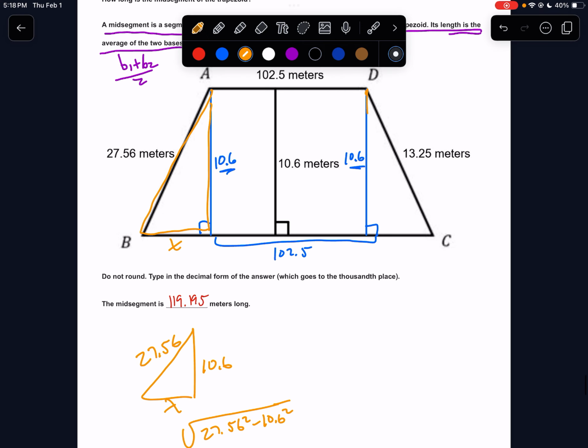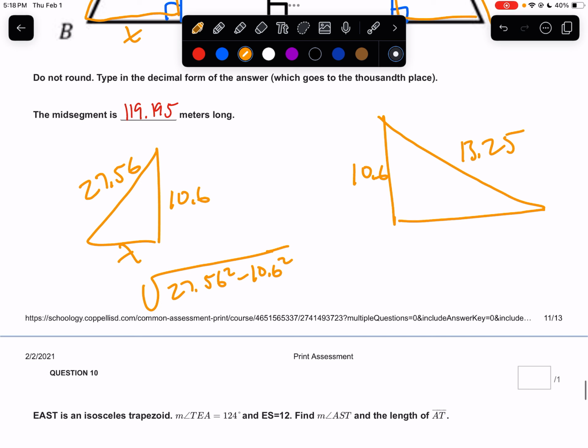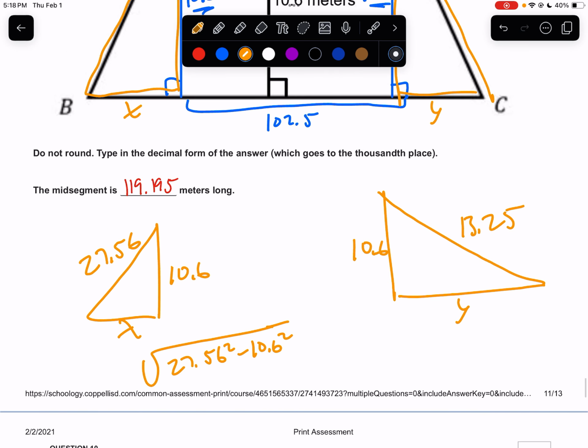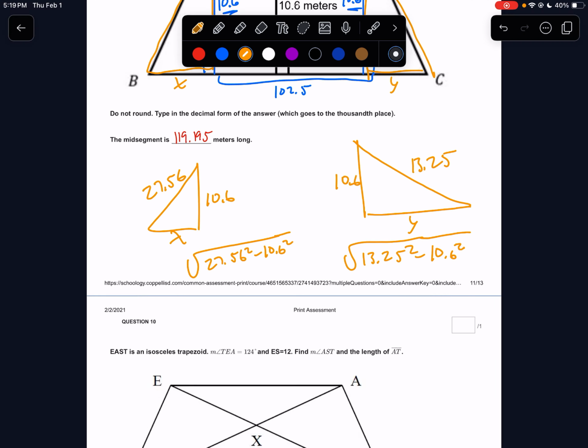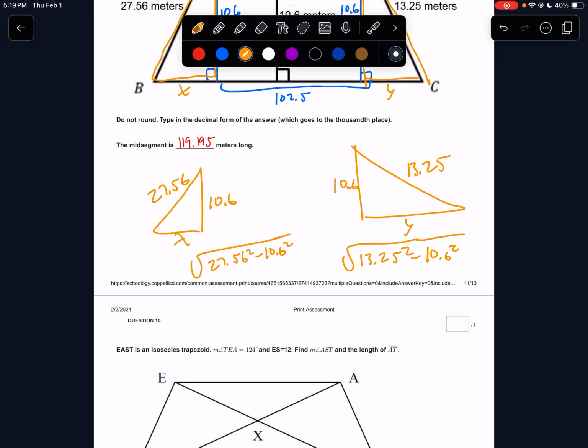Okay, over here we have another right triangle with 10.6, and this time the hypotenuse is 13.25. So call this little piece y. That's going to be the square root of 13.25 squared minus 10.6 squared. Okay. So if I add those together plus this, plus 102.5, don't I get that entire bottom?